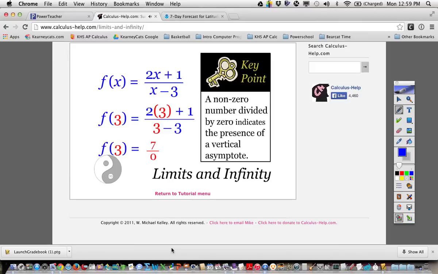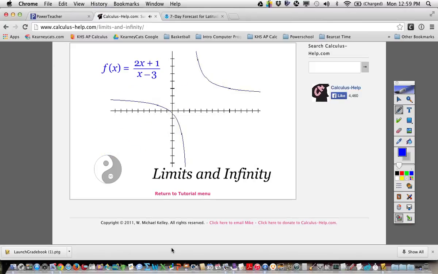In fact, whenever you substitute a number into a function and get a non-zero number divided by 0, it indicates the presence of a vertical asymptote. And this holds true for this function. Let's take a look at the graph of f at x equals 3. Now remember, an asymptote is a line which a function cannot reach. Here we have an asymptote at x equals 3 because when we plug 3 into f, we get a constant divided by 0.